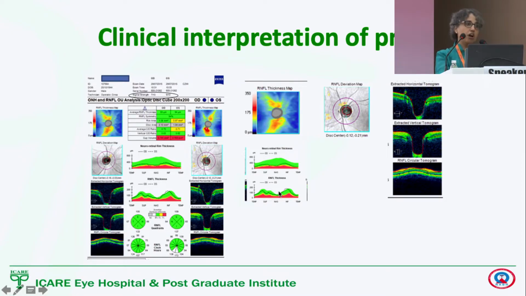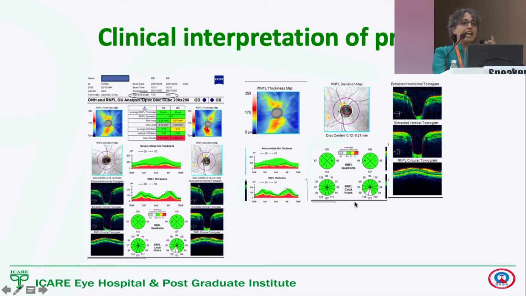This, of course, is your RNFL, where you'll have the double hump pattern for both the eyes. Again, the solid dark line is your right and the dotted is your left, and that is also mapped on the normal range that you see in the population. What you see now is, of course, the averages of the clock hours, and the 4 quadrants. And the green, yellow, red, if you see this chart, it's telling you what percentile of people will have this kind of thickness and lie in the normal range or outside it.